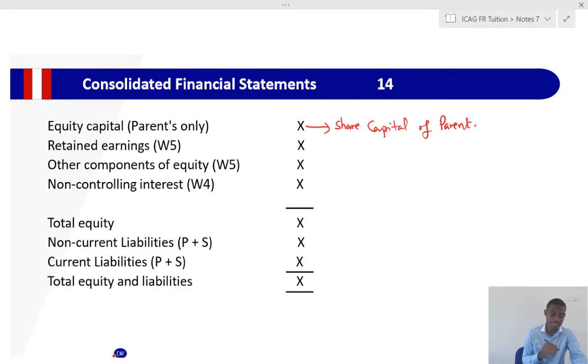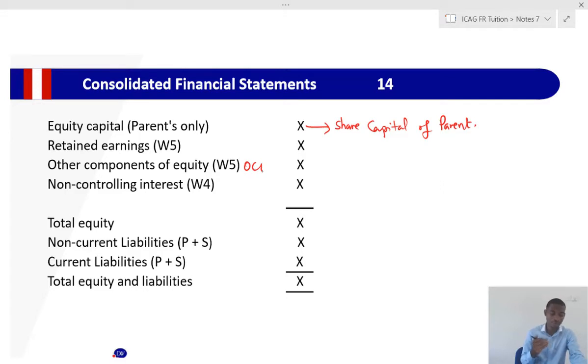Then we have retained earnings. So the retained earnings of the parent plus some portion of the profit from the subsidiary is what we consolidate. We'll show this as a standard working when we are doing the adjustment. And also where there are other components of equity, we can show that under the standard workings 5. So you can look at all items that fall under OCI. From P&L, OCI, all those items will normally fall under other components of equity.